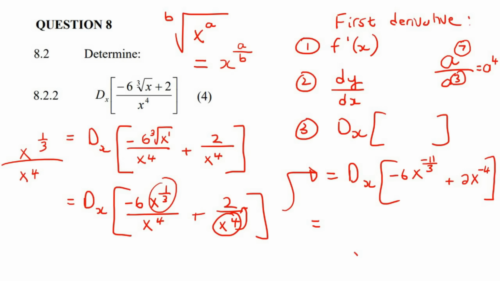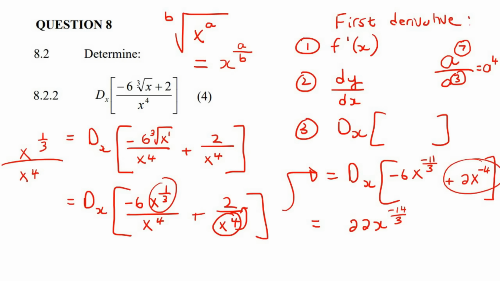So you know that if you have x to the 4 with a 5 in the front, then what do you do with these numbers? You multiply, and so that's exactly what I'm going to do over here. So I'm going to say negative 6 multiplied by negative 11 over 3, and that gives us 22. Then I'm going to subtract 1 from here, and that would give us negative 14 over 3.